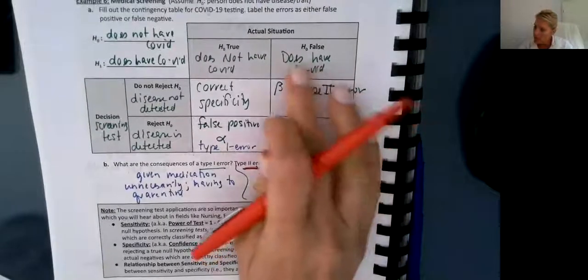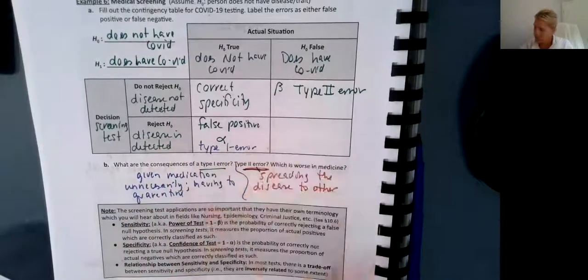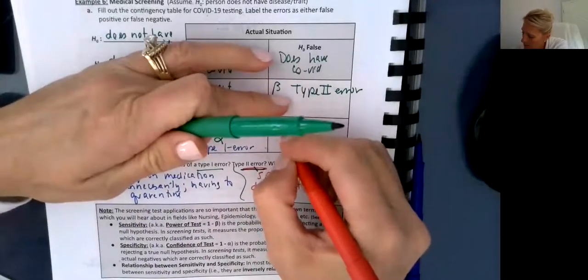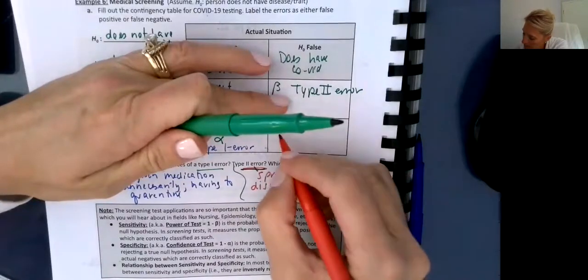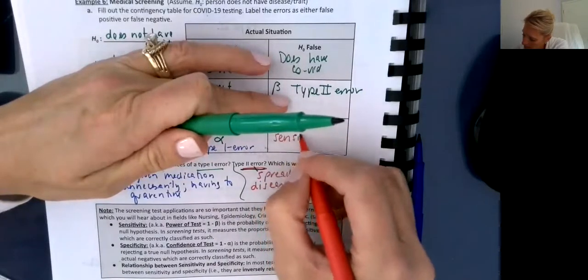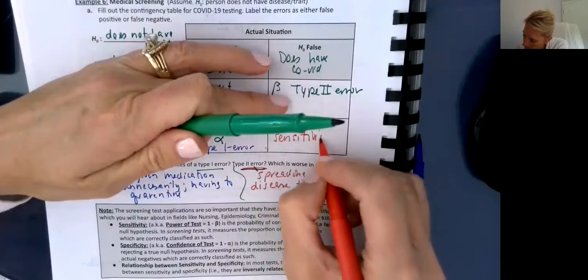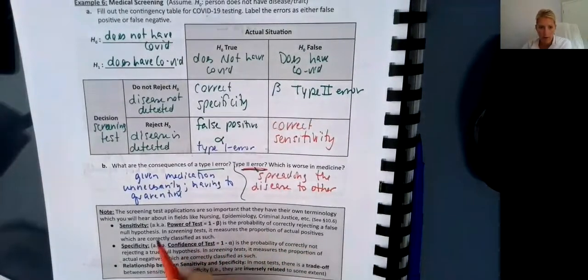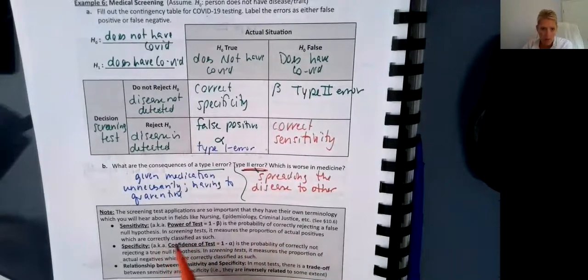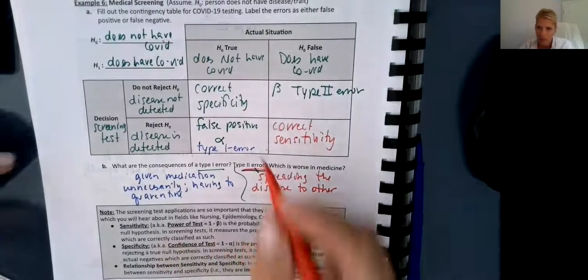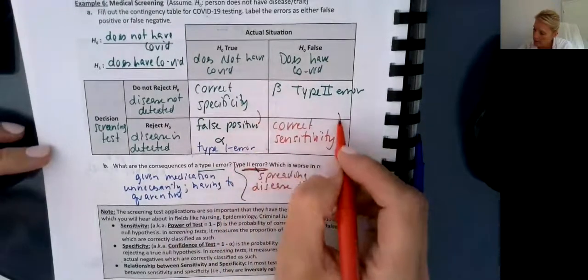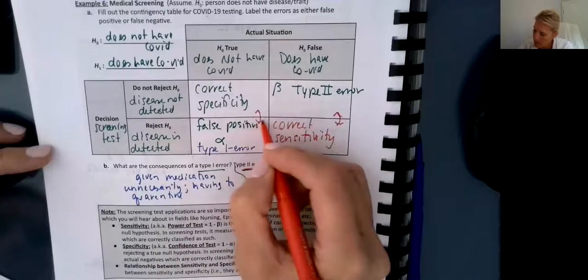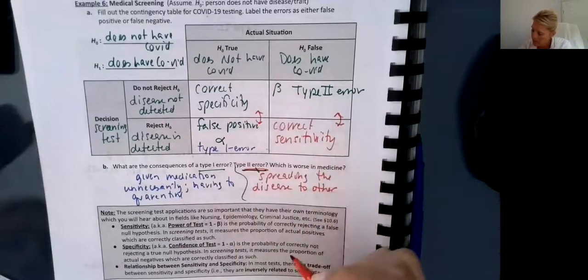And then over here, they do have COVID and the disease is detected, and that's a good, correct outcome, and that's called sensitivity. And that's the power of the test, the probability of correctly rejecting a false null hypothesis. In screening tests, it measures the proportion of actual positives which are correctly classified as such. Okay, so these two are opposites and these two are opposites as far as 1 minus sensitivity.